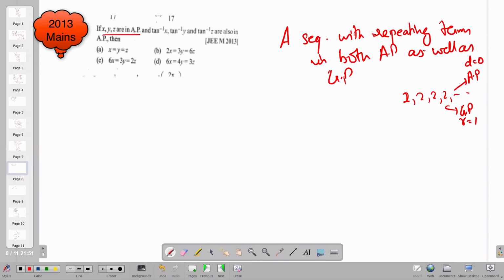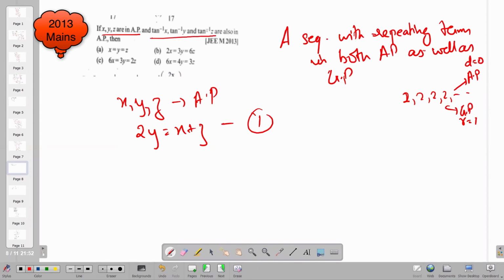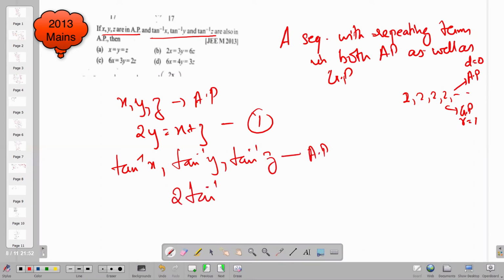In my question, x, y, z are in AP given to us, so that means 2y is equal to x plus z is my given condition. Next, tan inverse of x, tan inverse of y, and tan inverse of z are also in AP. So that means we can write that twice of tan inverse of y is equal to tan inverse of x plus tan inverse of z.